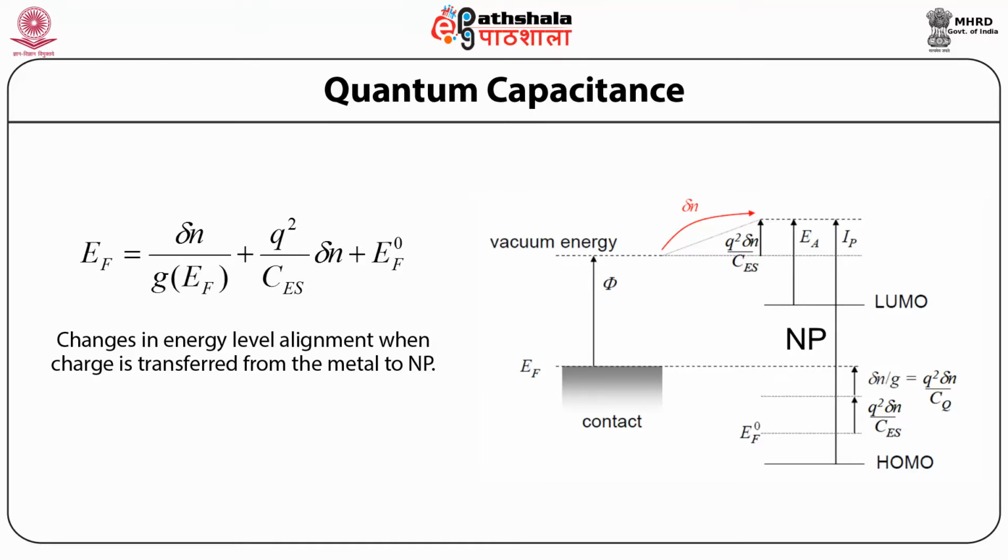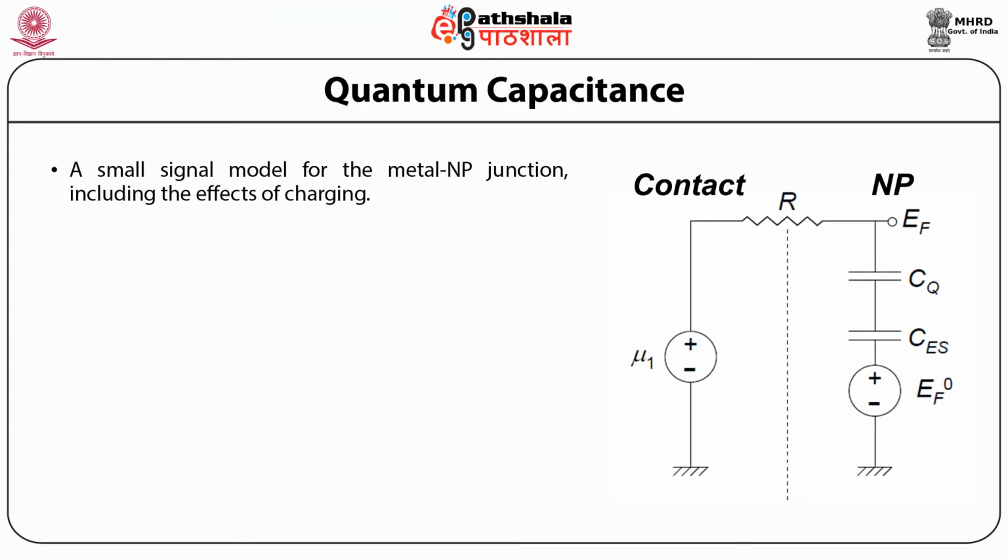Charging of the nanoparticle corresponds to applying a voltage across the interfacial capacitor, thereby changing the potential of the nanoparticle, leading to the shift of the vacuum level at the nanoparticle's location, shifting all the nanoparticle energy levels along with it. In addition, the transferred charge fills some previously empty state in the nanoparticle. Both the effects change the Fermi energy in the molecule. So this figure shows a small signal model for the metal nanoparticle junction, including the effects of charging.